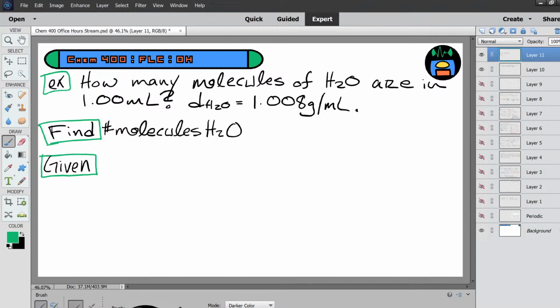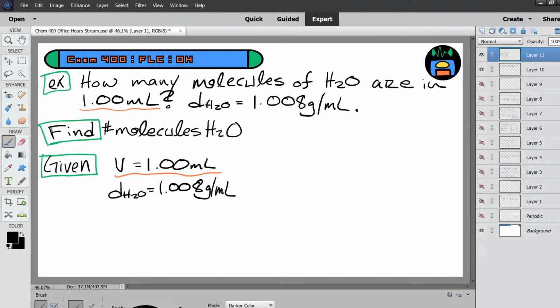The first thing that I notice is that we're given a volume of water. We're told that we have a volume of 1.00 milliliters right here. We're given a volume of water. The second thing that we're given is the density of water. The density of water is right here. Now, this one is important. They're both important, but this one particularly so.